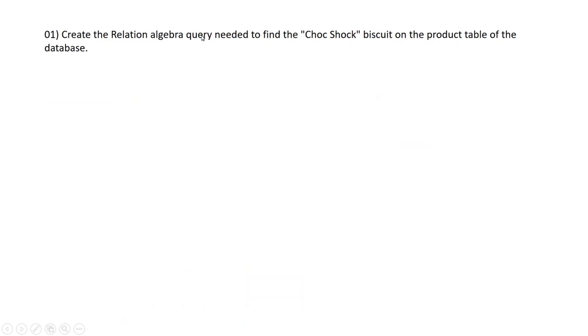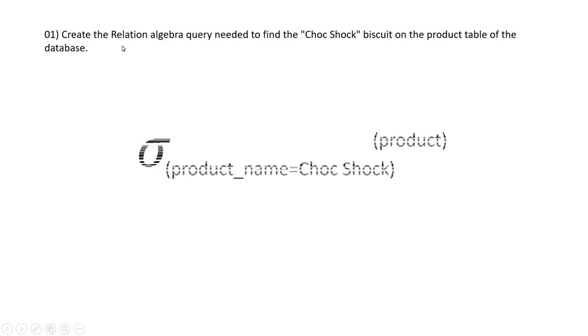Our first question says, create the relational algebra query needed to find the chock-chock biscuit on the product table of the database. So as you can now see, this is my answer to this question. We are using sigma symbol in this relational algebra query, which means selection.